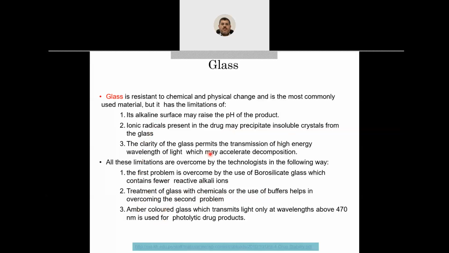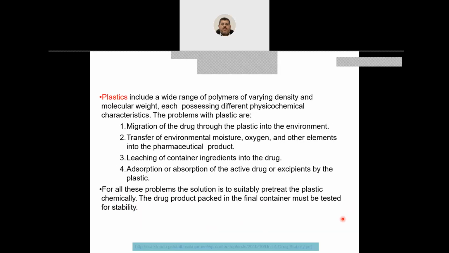glass. And then for light transparency or permeability, it can be mixed with opaque materials that will prevent the passage of light. So we make it amber color, so it is suitable to store light sensitive drugs. It transmits light only at wavelengths above 470. Okay, you know that shorter wavelengths mean stronger light, more energy light, right? Above 470 means light with less energy that may not affect the drug.